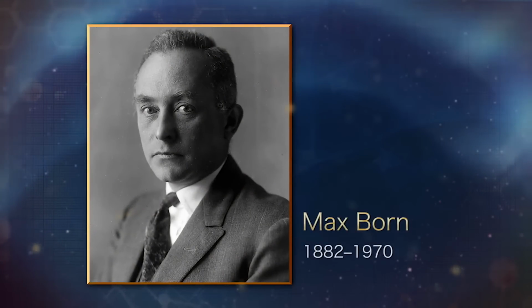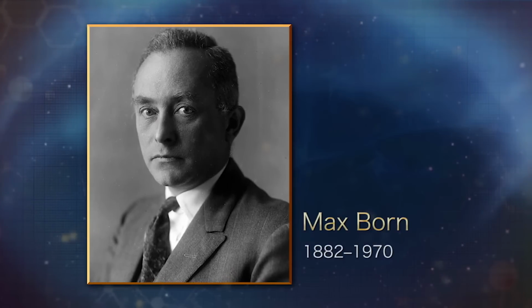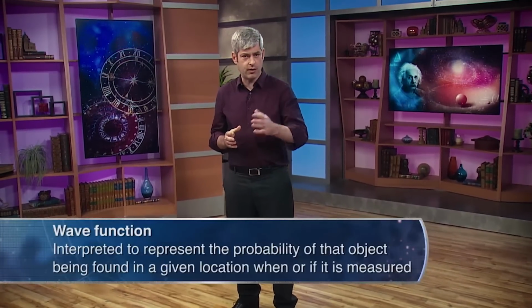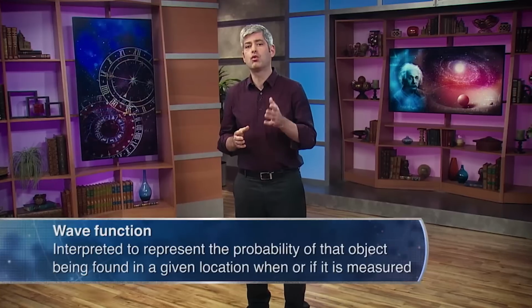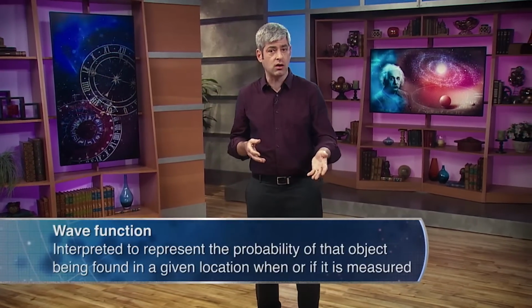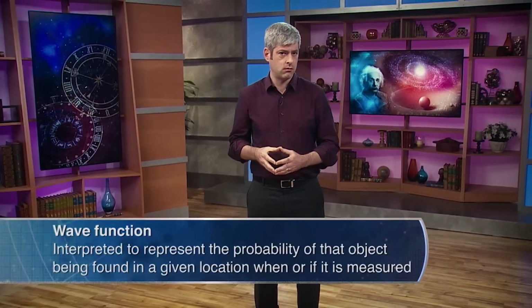In 1926, Max Born proposed a very radical answer to this essential question. Born argued that the shape of the wave of an electron or of any other quantum object, called the wave function, should be interpreted to represent the probability of that object being found in a given location, when or if it were measured. If you conduct an experiment to determine the location of a given electron, there's a high probability that you'll find it somewhere where the absolute value of the wave function is very high.